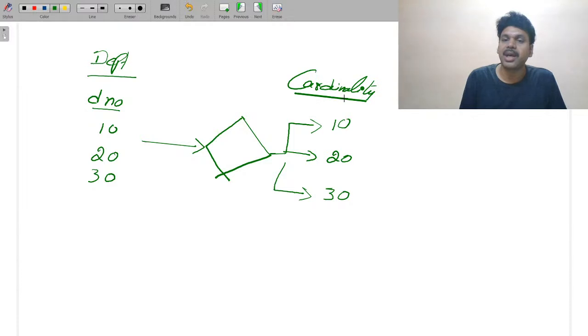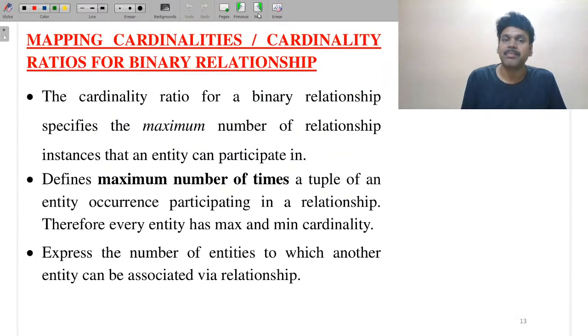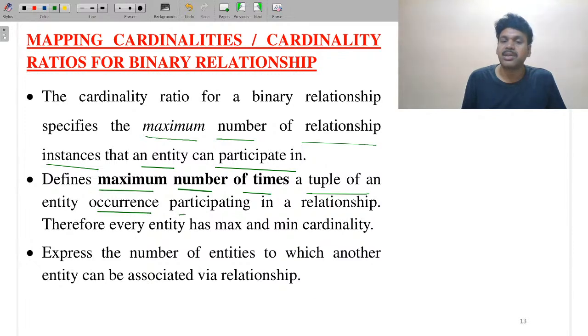Cardinality is mainly about how many times an entity or a tuple is available in the relationship. So let us learn about cardinality. Mapping cardinalities are the maximum number of times an instance of an entity participates, so it is the maximum number of times a tuple of an entity occurs in the relationship. That is the concept of maximum cardinality. There are two types in maximum cardinality: one, and the other one, many.